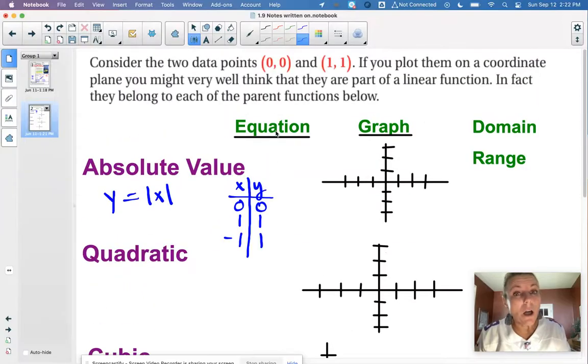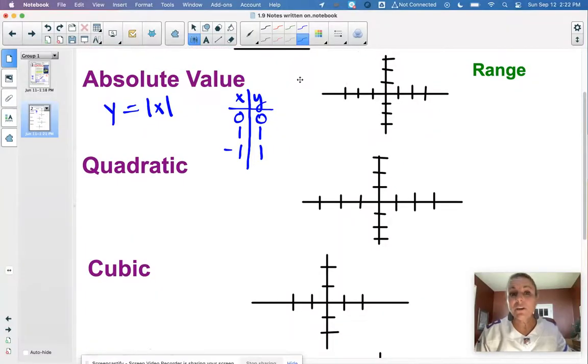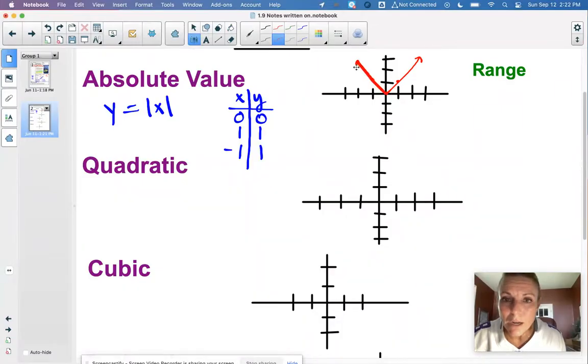And if you recall, we have to pick 0 and we have to pick 1 because we're considering those two data points, and we're showing that they're going to appear on all of these parent functions. So if I graph this right now, 0, 0 is right there. 1, 1 is right there, and negative 1, 1 is right there. What this is, this is a V. Make sure you don't do a curve there. We're going to talk about that when we get to quadratic.